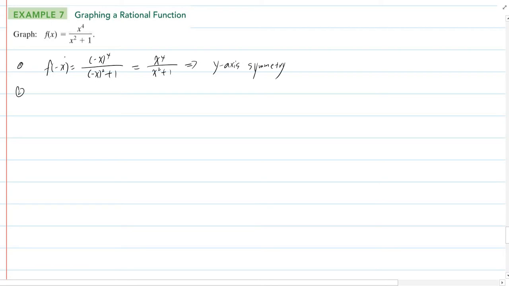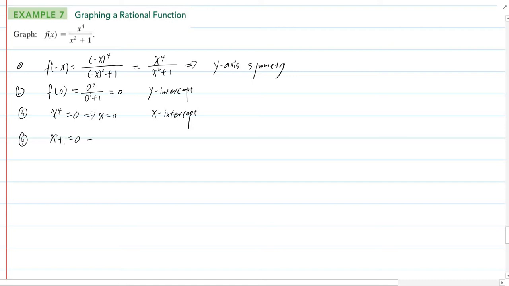And then step 2, find the y-intercept. Remember, f of 0, you plug the 0 in, and that's going to give you 0. That means that is your y-intercept. Then step 3, you set your numerator to 0. That means your x is 0, so that is your x-intercept. And then you set the denominator to 0 to find your vertical asymptote. There's never going to be a case like this because any real number squared always gives you a positive. That means there's no vertical asymptote.